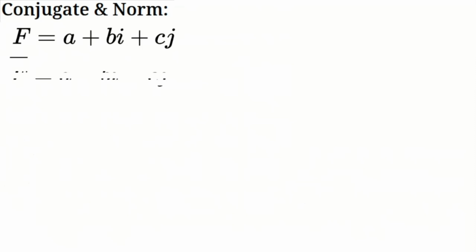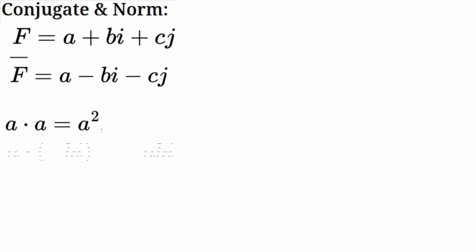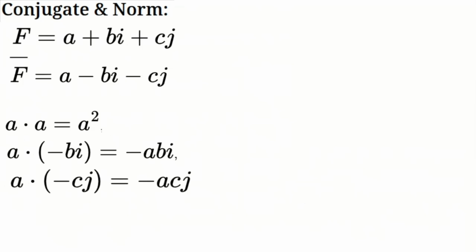Conjugate norm. Now let's define the conjugate. For f equals a plus bi plus cj, the conjugate is a minus bi minus cj. Simple enough? We just flip the signs of the imaginary parts. Now let's multiply f with its conjugate to get the norm squared. Step by step, a times a gives a squared, a times negative bi gives negative abi, a times negative cj gives negative acj, bi times a gives abi, which cancels the earlier negative abi.